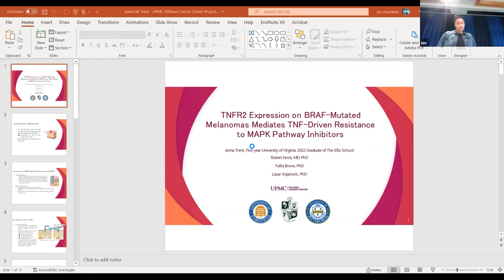So when we took tumor sections from melanoma patients treated with BRAF inhibitors, we saw increased frequencies of TNFR2 cells after the treatment. These data suggest that BRAF inhibitors may enrich for TNFR2 positive melanoma as a possible resistance mechanism. This is important because it indicates that it can be a reversible resistance mechanism.